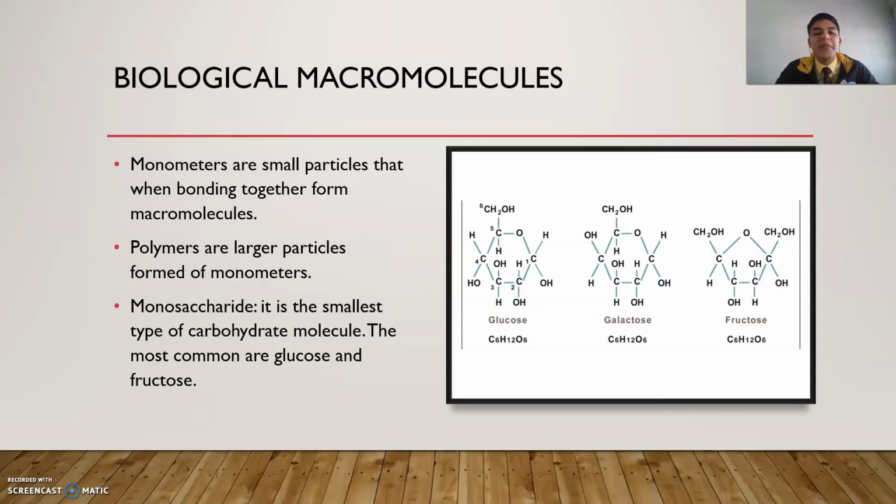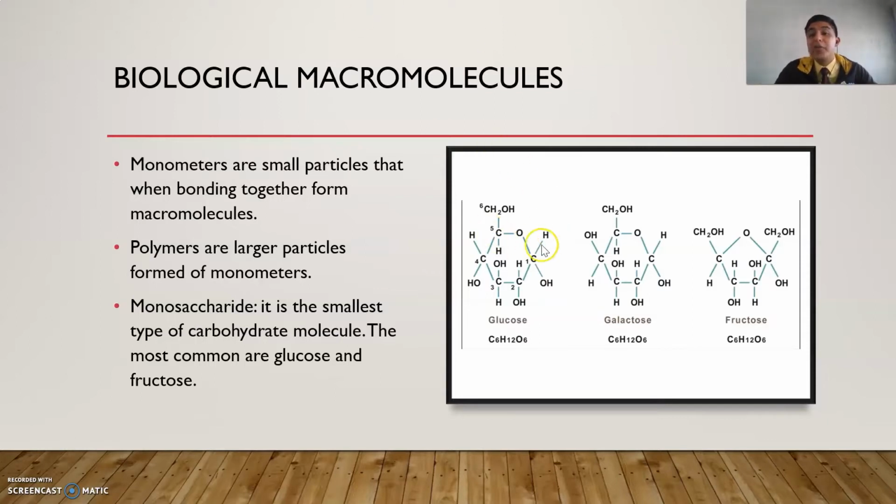It is the smallest type of carbohydrate molecule, and the most common are glucose and fructose. If you remember, we mentioned that we had several categories of these particles that we were going to talk about, and some of them were carbohydrates. We're going to have specifically 3 subsystems inside the carbohydrates, and the smallest one is the monosaccharide.